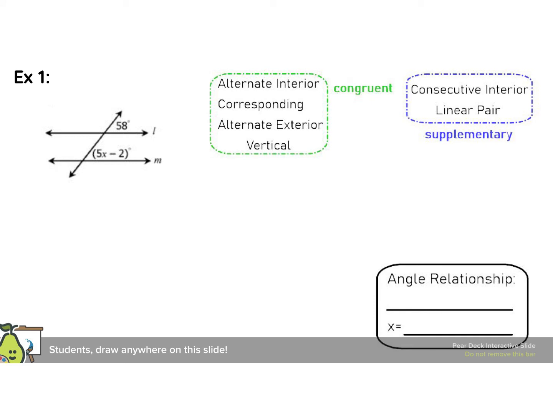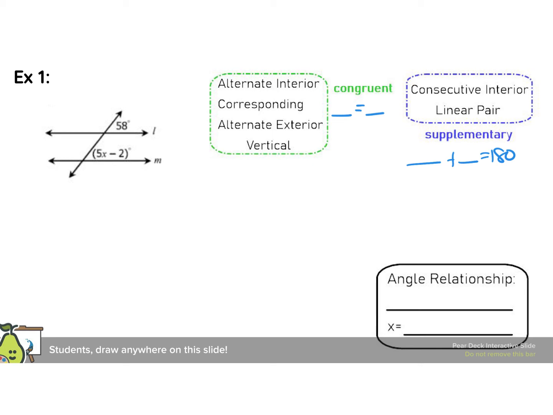Okay, then the rest of the stuff we're going to look at here is solving for variables. And so all we're doing here is we're thinking about what's the relationship that they have, and then if they're one of the ones highlighted in green here, they're congruent, so we're going to set them equal to each other, like something equals something. And then if they're same side interior or linear pair, they're going to be supplementary, so it would be something plus something equals 180. And that's really it for this, okay?